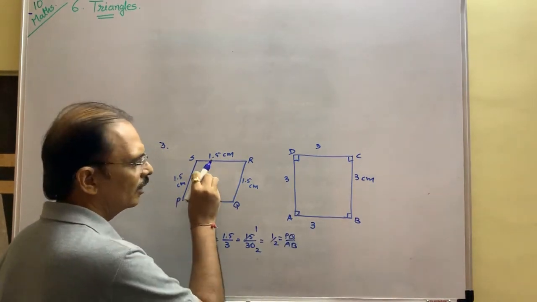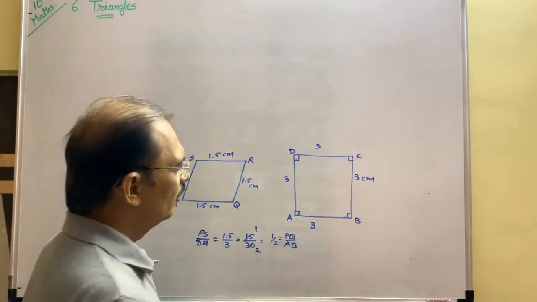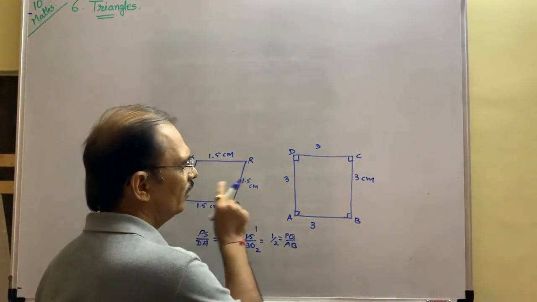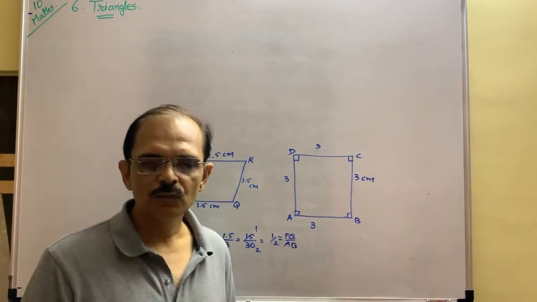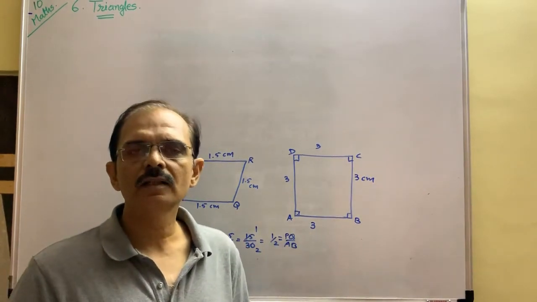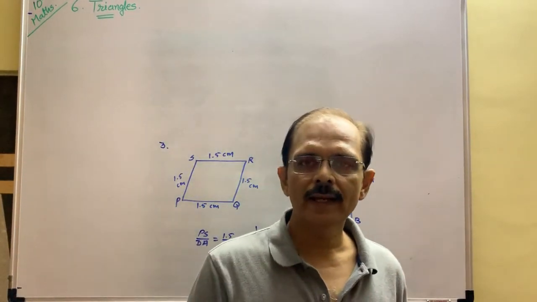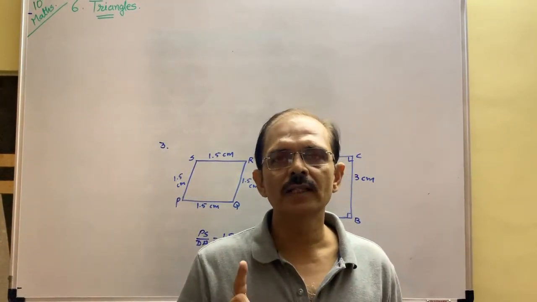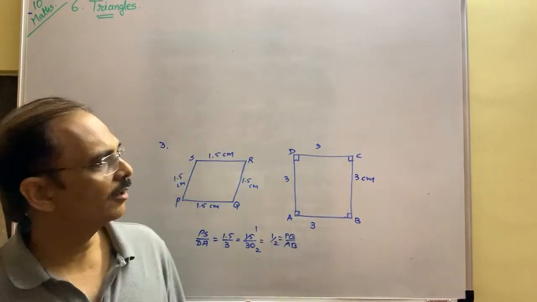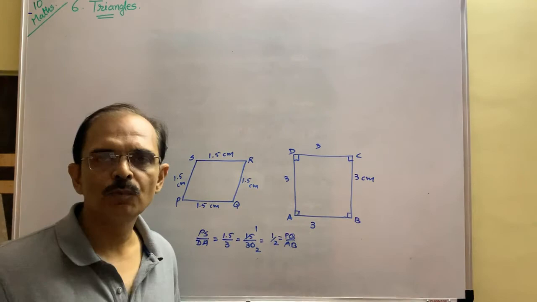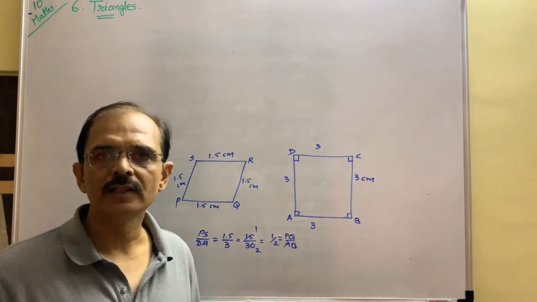But angles 90. Here this is a rhombus. Four sides are equal, but their angles are not the same. Here 90 is not given. Here 90, but here angle Q is not given. That 90 means one condition is satisfied, but the other condition is not satisfied. Means corresponding angles are not equal, though corresponding sides are in the same proportion. That's why in question number 3 of exercise 6.1, you can say that these figures are not similar figures.